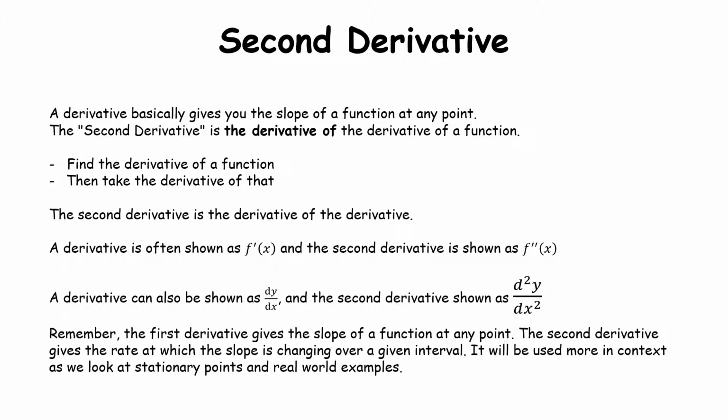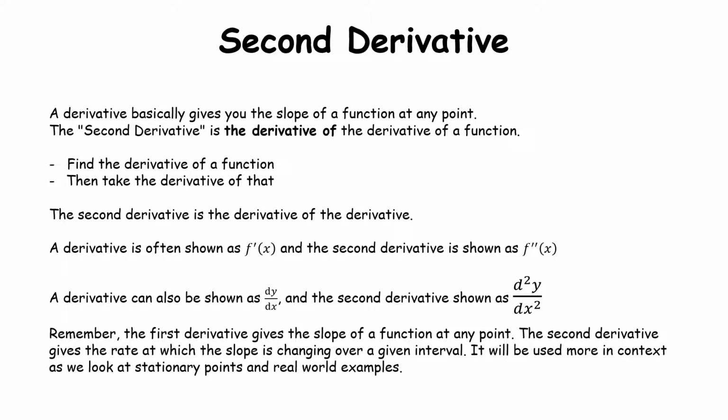So you differentiate what you've already differentiated. So you differentiate something twice. The derivative is given as f dash of x, and the second derivative is given as f double dash of x. The derivative can also be written as dy dx, and in that case the second derivative will be given as d2y dx squared. So that's how it's pronounced.